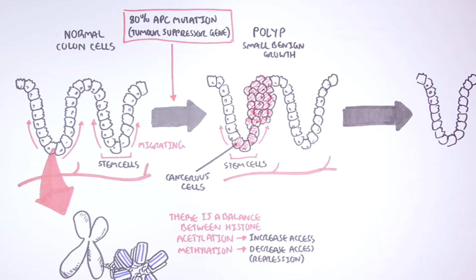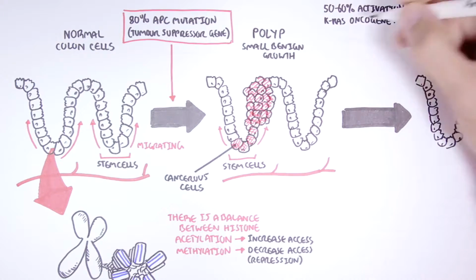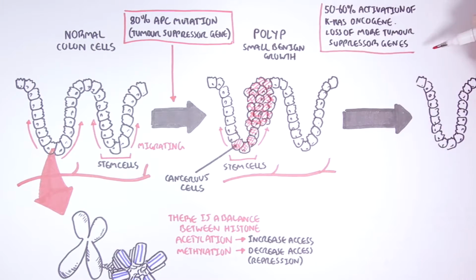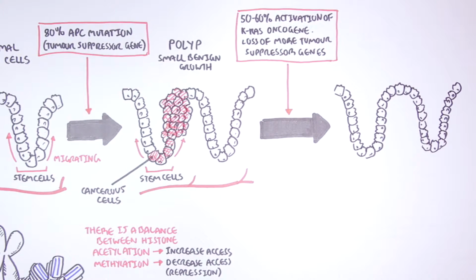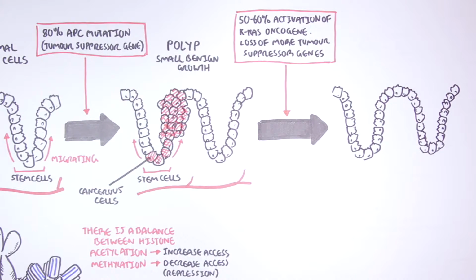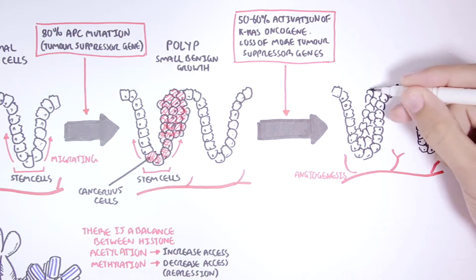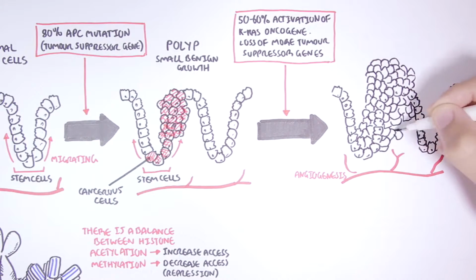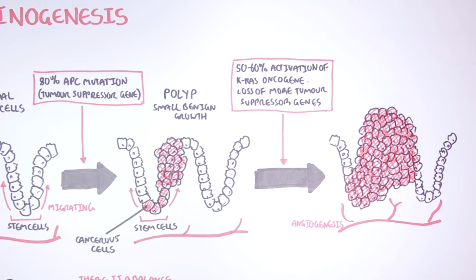However, with more mutations, such as in 50 to 60% of colon cancer cases, there is activation of the KRAS oncogene, as well as more mutations of other tumor suppressor genes. Now, the KRAS gene normally controls cellular division. However, a mutation of the KRAS gene results in a KRAS oncogene, and thus cell proliferation. The cells will begin to proliferate.